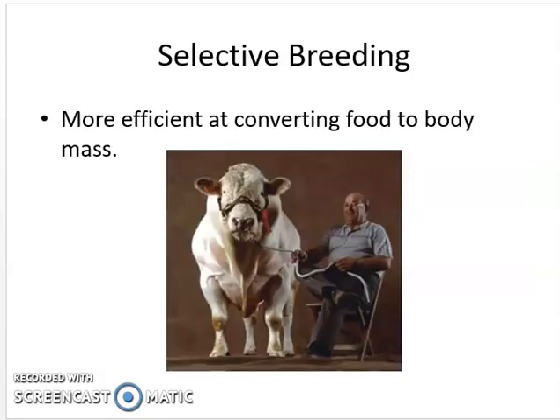They also do something called selective breeding, so they can selectively breed an animal so that it will be more efficient at converting food to body mass, or maybe it produces a better yield of milk or something like that. And selective breeding is one of the things that reduces genetic diversity, unfortunately.